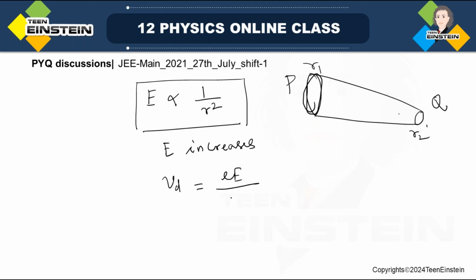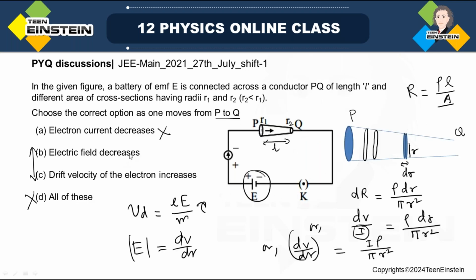And we know Vd is equal to e into the electric field divided by m into tau. That means this is directly proportional to the electric field. Okay, so drift velocity Vd will actually increase and electric field also will increase. So these two options we can cover from the same argument. That electric field decreases, this argument is not true. Electric field will increase and hence the drift velocity of the electron also will increase. Okay, so option C will be the correct answer for this question.